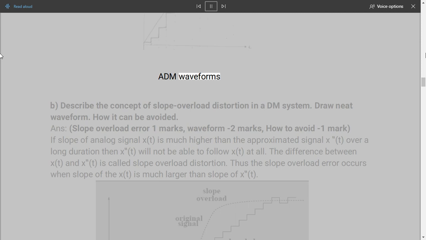B. Describe the concept of slope overload distortion in a DM system. Draw a neat waveform. How can it be avoided? Answer: slope overload error 1 mark, waveform 2 marks, how to avoid 1 mark. If the slope of the analog signal x(t) is much higher than that of the approximated signal x̂(t) over a long duration, then x̂(t) will not be able to follow x(t) at all. The difference between x(t) and x̂(t) is called slope overload distortion. Thus slope overload error occurs when the slope of x(t) is much larger than the slope of x̂(t).